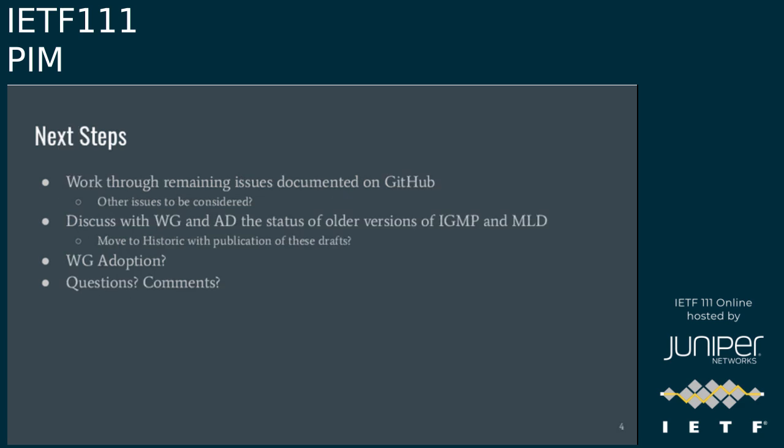Yeah, so what would be the next steps that need to be done? It would be going through the remaining issues which are documented on GitHub, and all other issues which are going to be reported. All those issues should be considered. A few other things would be discussing with the working group and the AD the status of the older versions of IGMP and MLD, like RFC 1112 IGMP v1, 2236 IGMP v2, and 2710 for MLD v1.